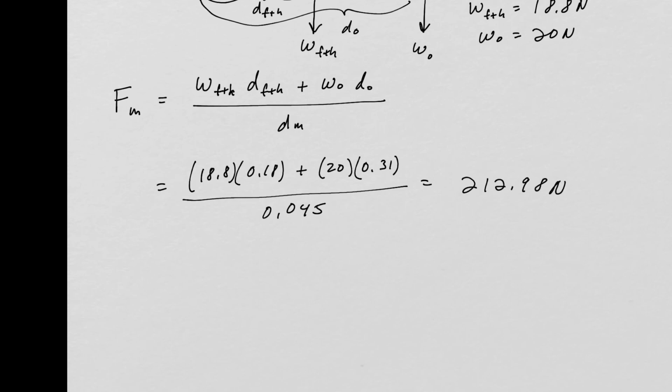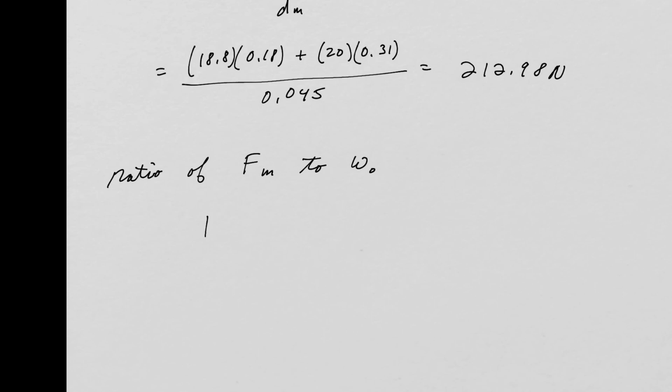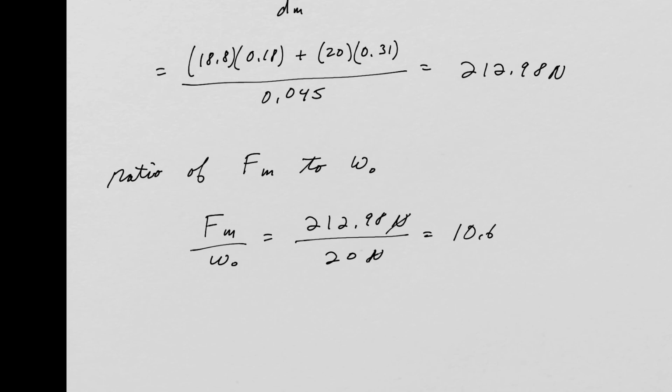If you work that out, it turns out to be about 212.98 newtons. And then, just like in lab, I might ask you to find the ratio of the muscle force to the weight of the object. That means just find the fraction, Fm divided by the weight of the object. In this case, it'd be 212.98 newtons divided by, what did I use, I think it was 20, the weight of the object. If you do that ratio, you're going to find it's about 10.65, which means the muscle force was 10.65 times as large as the weight of the object.